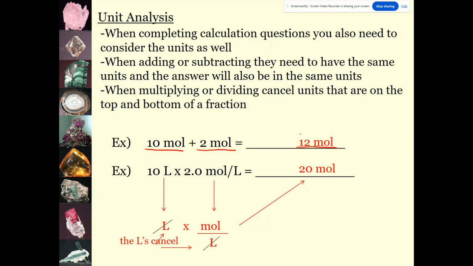Let's say though I'm taking 10 liters and I'm multiplying by 2.0 moles per liter. The moles per liter means the liters on the bottom of a fraction, and when I put them together, the liter on the top and bottom will cancel, and we'll get left with moles on the top. Whatever you're left with on the top is always what your final answer should be. So this answer to proper sig digs would be 20 mole. Okay? So as we're going through our calculation questions, we'll look more at this, but this is just kind of a review again of your unit analysis when completing a calculation question.